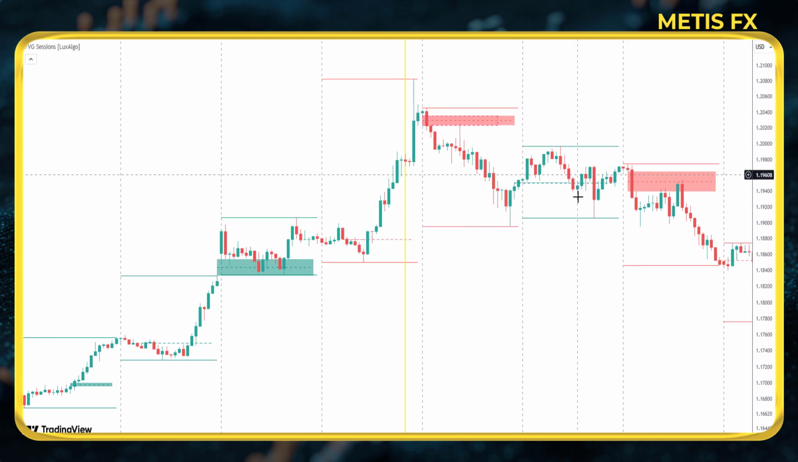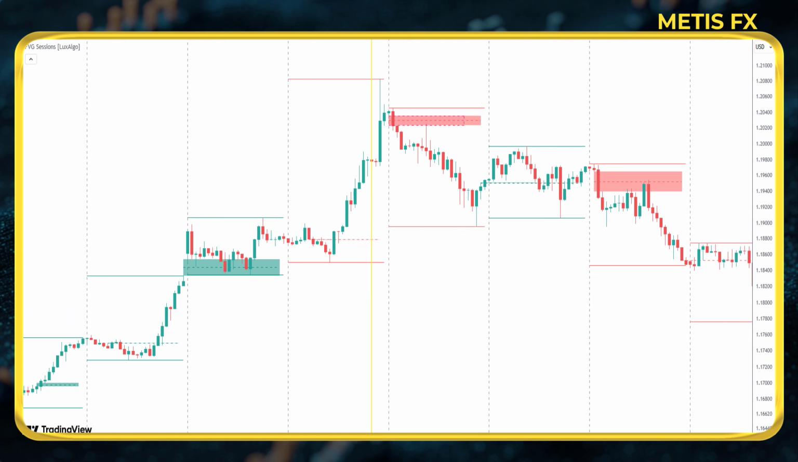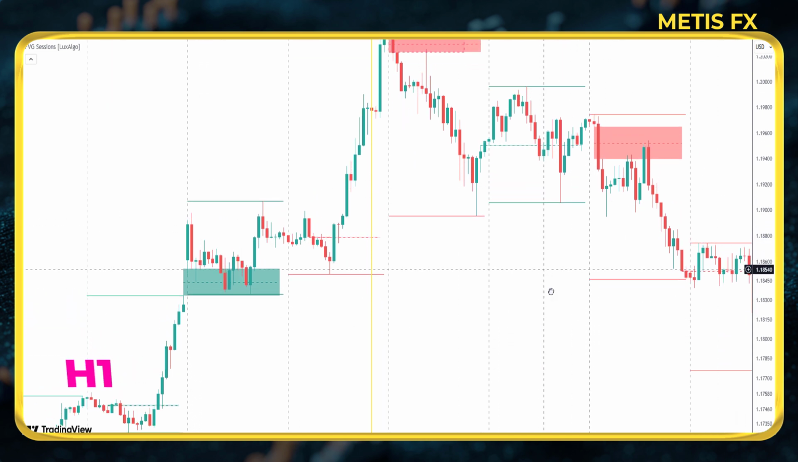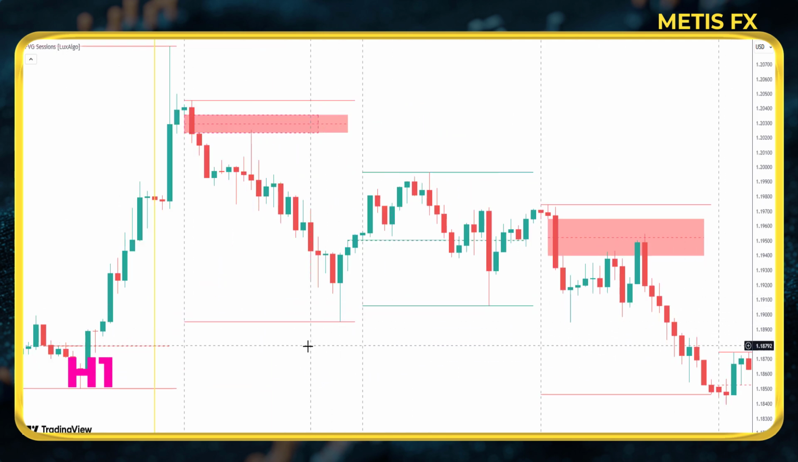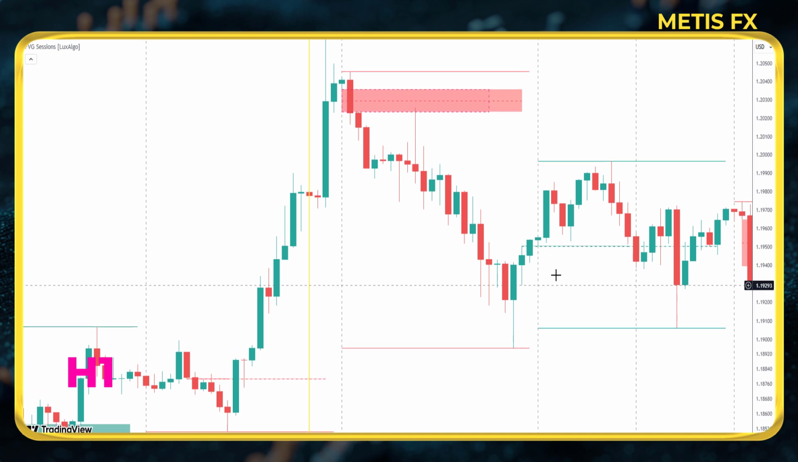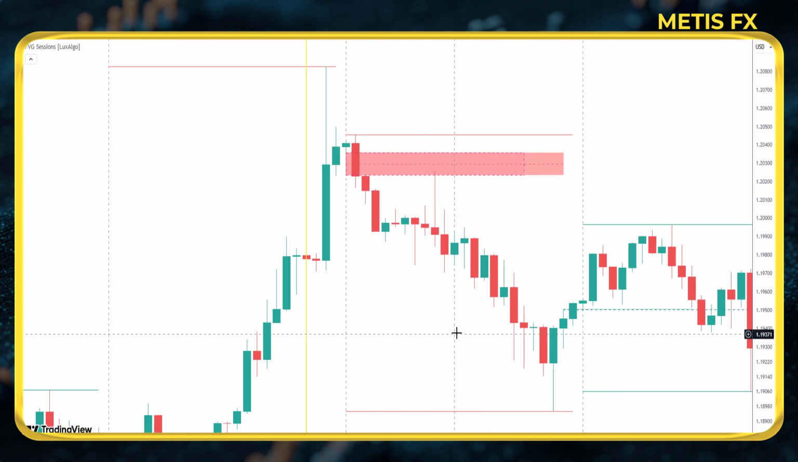Now, how do we trade? Pay close attention to this part. First, open the 1-hour time frame on EUR/USD. This strategy works on all markets, and you can use it anywhere, but make sure to backtest first.